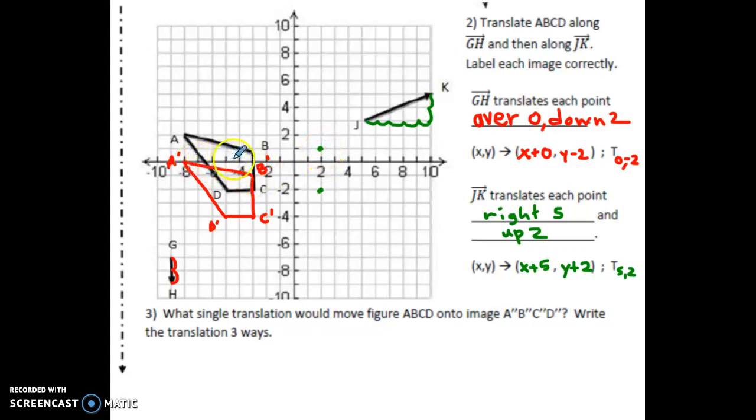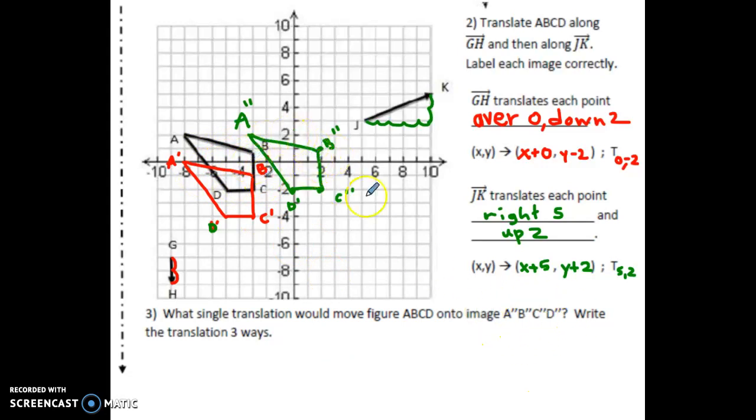Remember that your second image is going to be labeled A double prime, B double prime, C double prime, and D double prime. And I think this is supposed to be a D right here for the first one. So 1, 2, 3, 4, 5, 1, 2. If your shape is the same size, if it's the same shape, that means they're congruent, and that means you did your translation correctly.